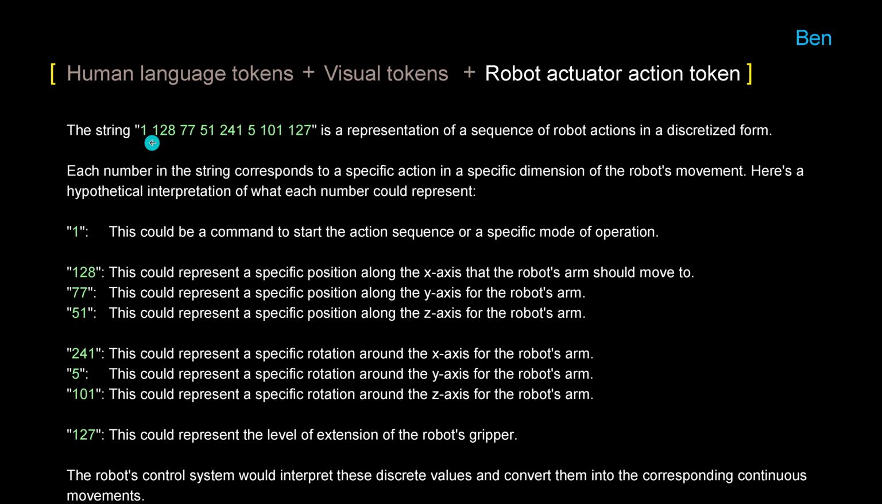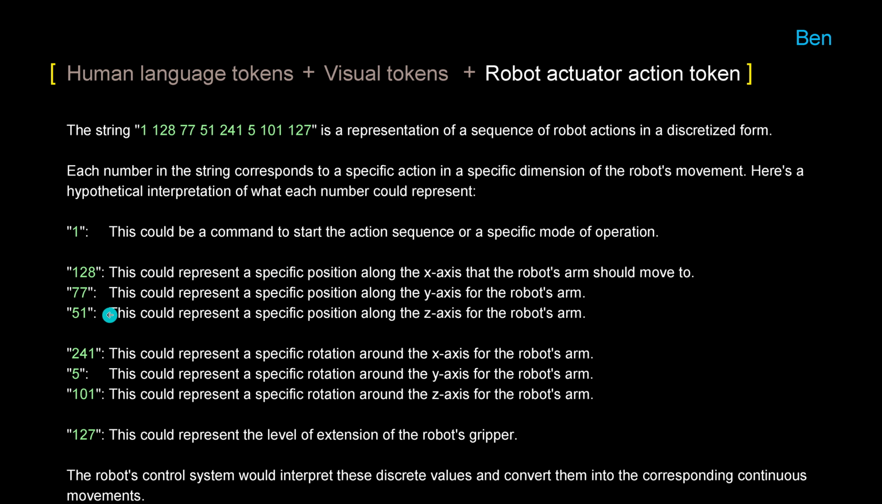So if you see the string with these numbers, so very simple. Again, this is a representation of a sequence of robot actions in some discretized form. 1 is simply the command to start the action sequence.